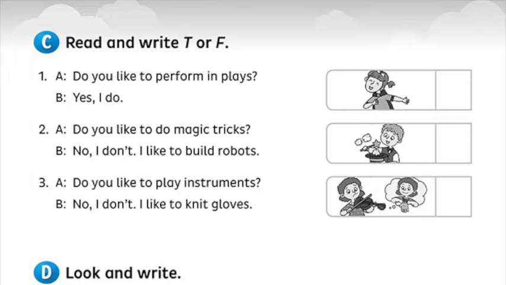So read and write, T or F. This is the same as true or false. Remember how we were matching the picture and the sentences. So if they match, if it's correct, we write T for true. And if it does not match, we write F for false. So number 1, let's go ahead and begin.